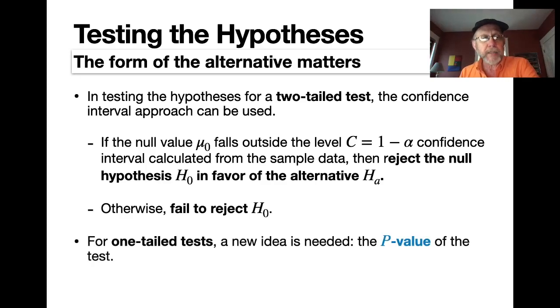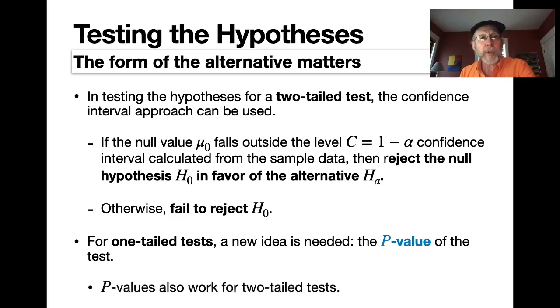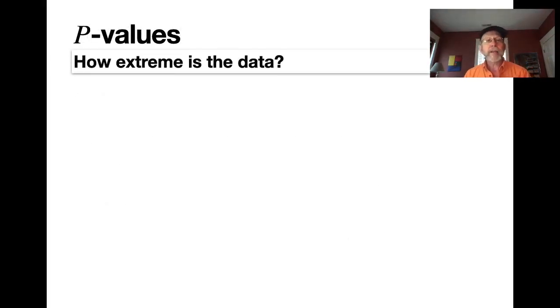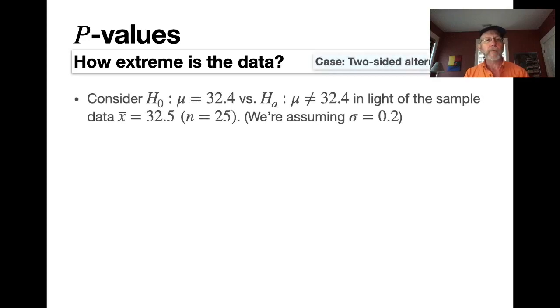For one-tailed tests, a new idea is required to actually carry out the test, and that's the idea of the p-value. P-values also work for two-tailed tests, and actually we'll be illustrating p-values in a two-tailed test in this video. In a subsequent video, we'll come back and look at a one-tailed test and see how the p-value works there. So, p-values. The essential idea of a p-value is to measure how extreme the data is relative to the hypotheses of the test. So let's consider an example that we've seen before.